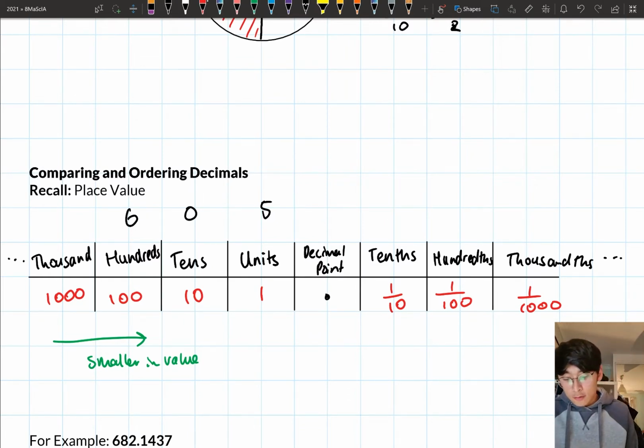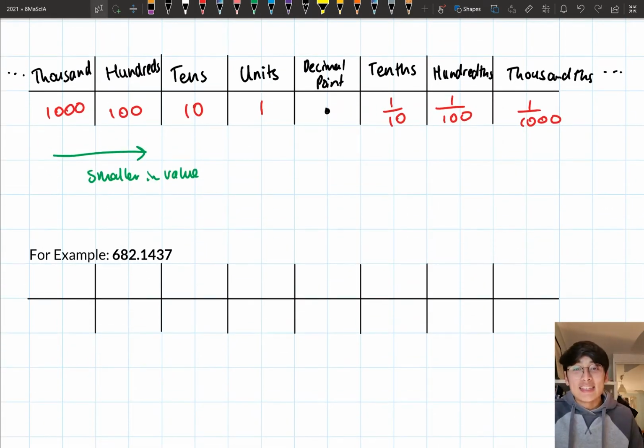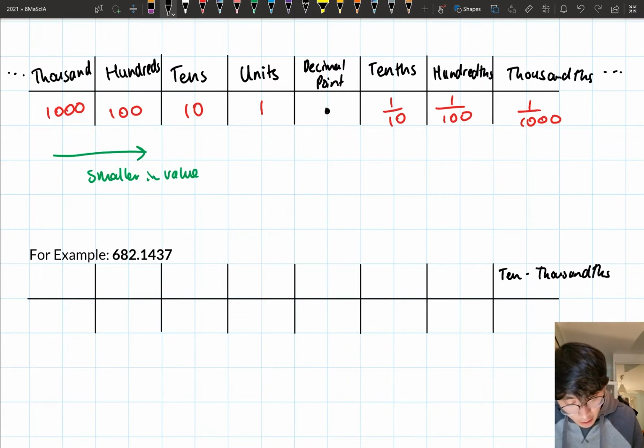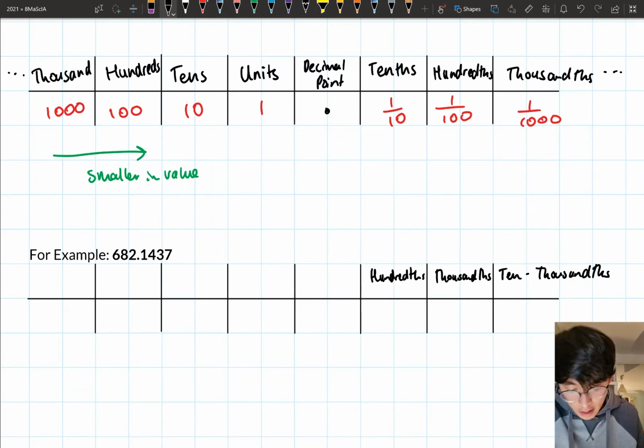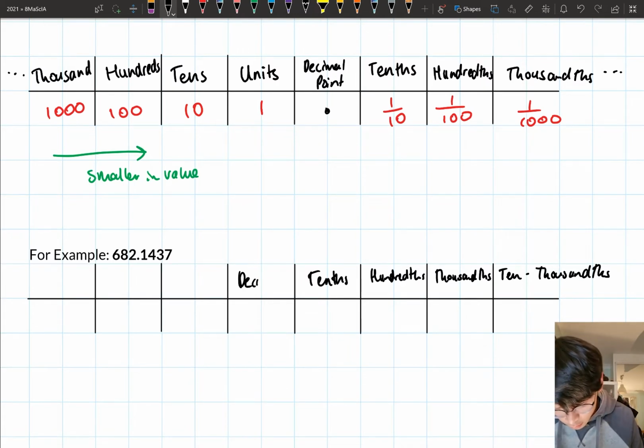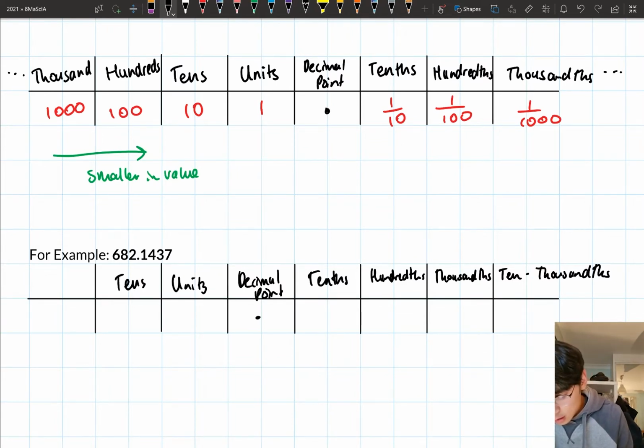And we can continue this pattern. So for example, I have 682.1437. So let's actually write this out. Because I've got 4 decimal places, I'm going to write this out to my ten thousandths. We've got our ten thousandths, our thousandths, our hundredths, our tenths. We've got a decimal point, a bigger dot, and here we've got units, tens, and hundreds.